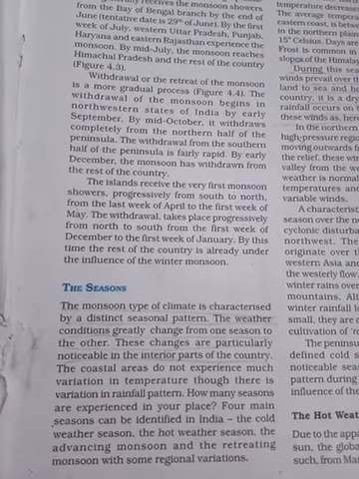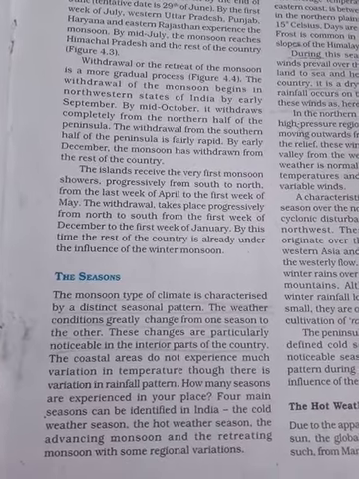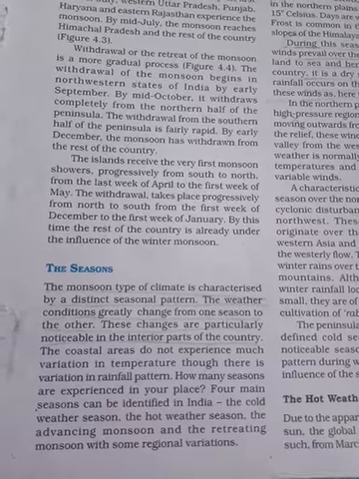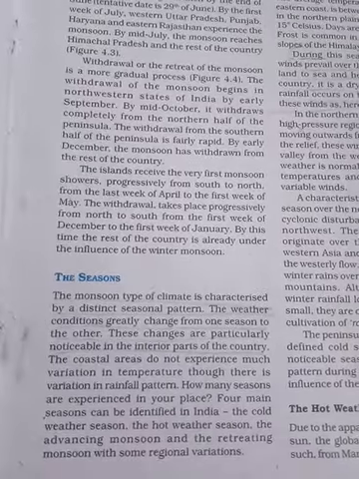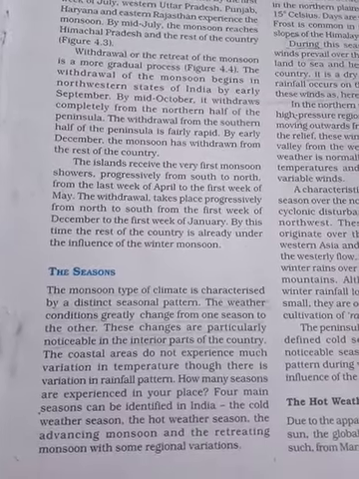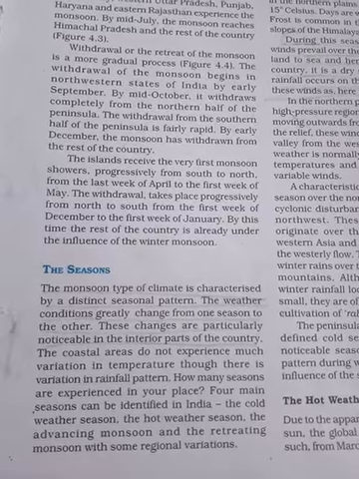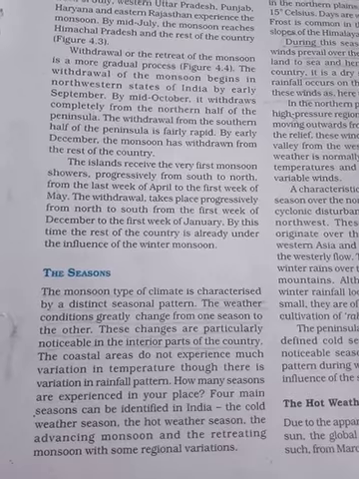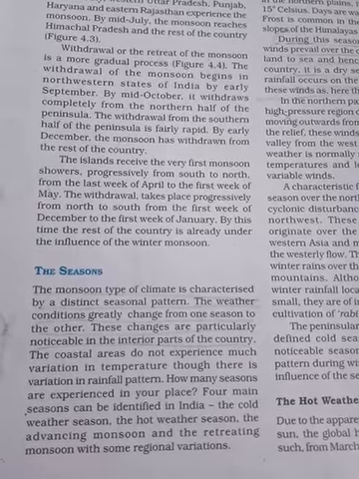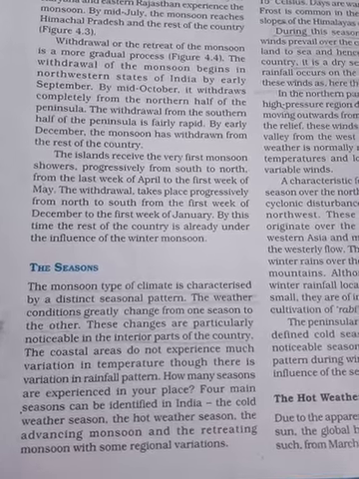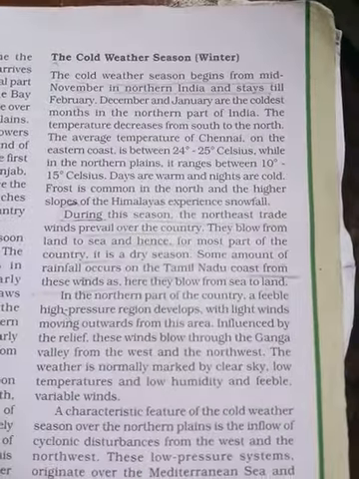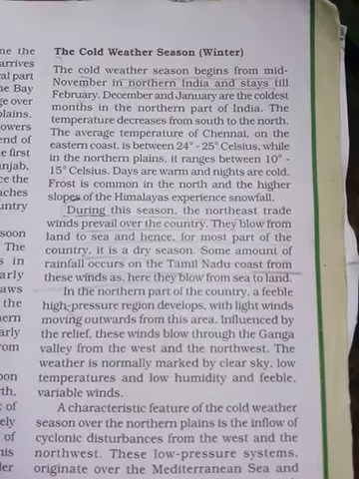We have around four seasons. India can be divided into four seasons. The first one is the cold weather season, the second one is the hot weather season, the third one is the advancing monsoon, and the last one is the retreating monsoon. Let us start from the first one, the cold weather season.